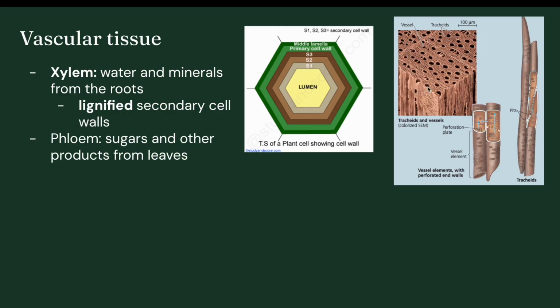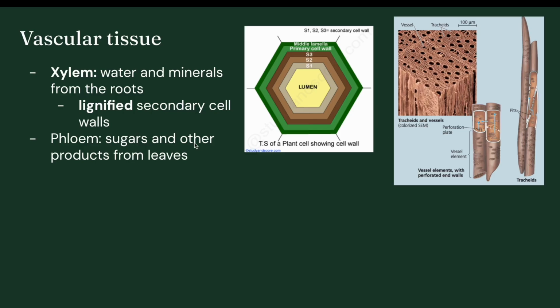This is what some microscopic pictures of xylem look like, comprised of two types of cells. We can talk about them later in plant physiology, tracheids and vessel elements. What is unique about xylem is that these cells are dead. There is no cell within the cell wall. These are essentially hollow tubes in which water and minerals get transported up.